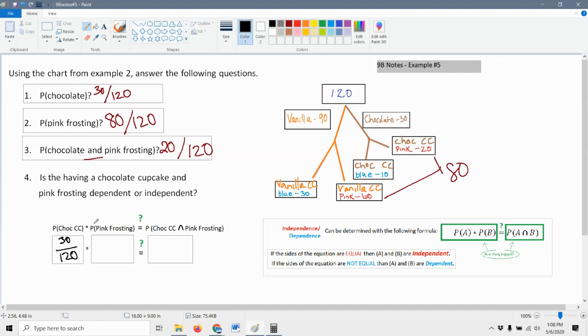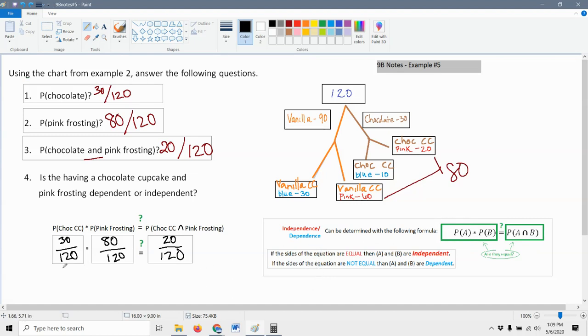What's our second event? What's the probability of a cupcake having pink frosting? Good deal, we already found that. And now remember that these are multiplied together. I'll write it a little bit neater. And then we're asking, is it equal to the probability of being a chocolate cupcake and having pink frosting, which again, we've already found. So now we've filled in all the parts of our formula for determining independence or dependence.